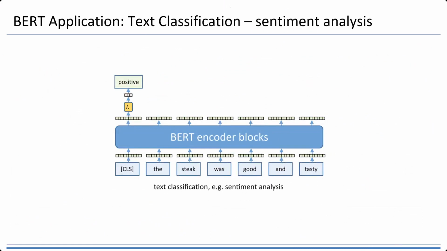Some applications of BERT: we can use it for text classification, for example sentiment analysis. Let's say I have the input. The first input is CLS, which refers to the class, and then there is the text: the steak was good and tasty. We input this into the BERT encoder blocks. After we have the output, we put it into a neural network, and we can classify it as positive.